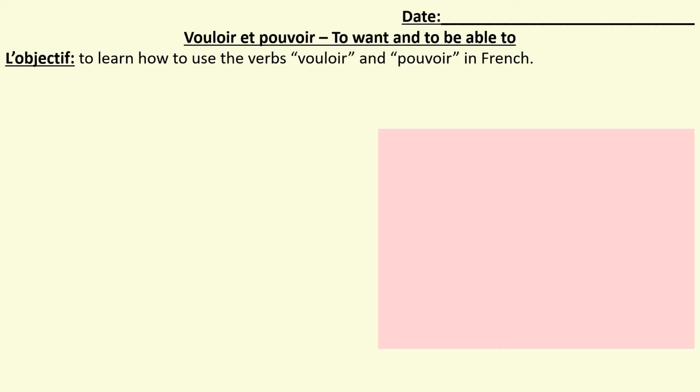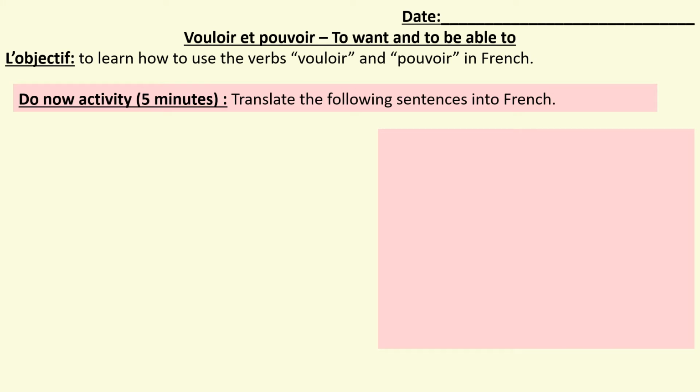As always in class, I want you to write down the date in French for me, and this can be found on class charts. I want you to neatly underline the date in French and write down the title, vouloir et pouvoir, to want and to be able to, 2 verbs there. Neatly underline the date and the title as well, please. And then write down the objective, l'objectif, which is to learn how to use the verbs vouloir and pouvoir in French. Pause to do that now. Press play when you're ready to do the do now activity.